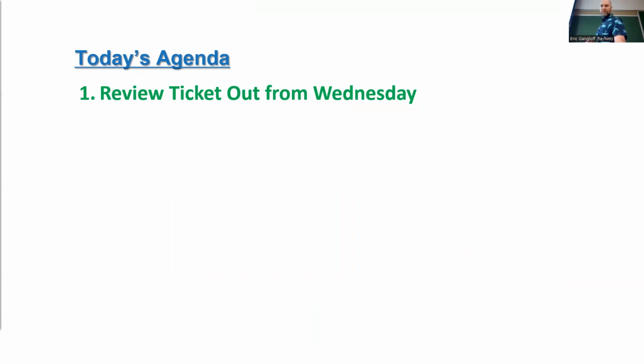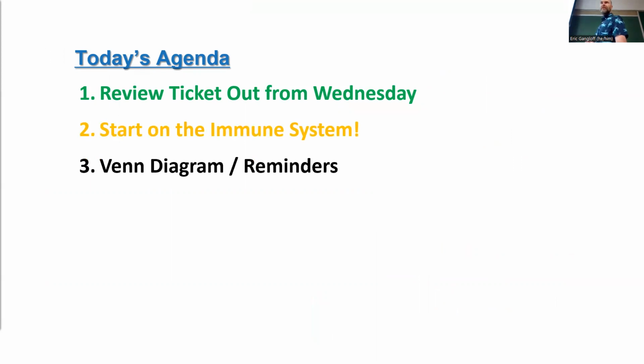There's just one question I want to make sure we've got a good understanding of. We'll start in on the immune system, got your Friday Venn diagram, and then we are going to end class today. The last 20 minutes will be quiz number 5.